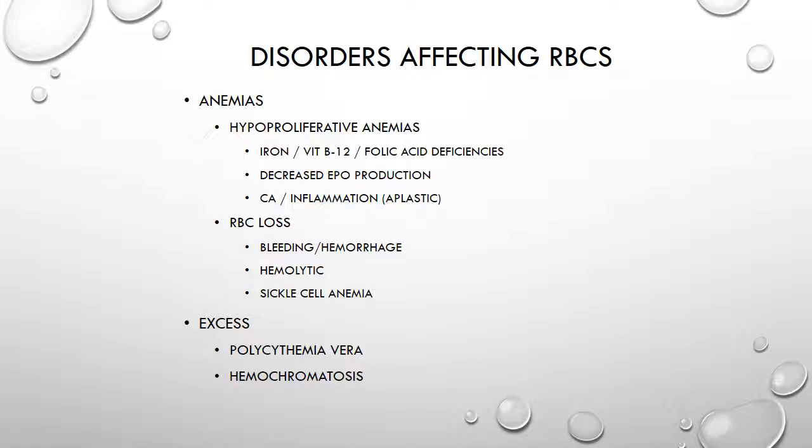Some of the disorders that we look at when we're affecting RBCs basically are anemias. When we're looking at our hypoproliferative anemias, basically these are the ones where we are not creating enough red blood cells. A lot of the different deficiencies that play a part in this are iron deficiency anemia, vitamin B12 deficiencies, and folic acid deficiencies. We also have a decrease in erythropoietin production. Erythropoietin, remember, if we have a decrease in that, it doesn't signal our bone marrow to actually create those red blood cells.